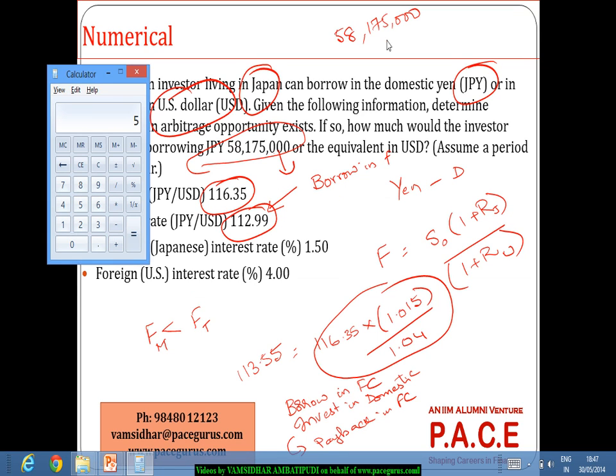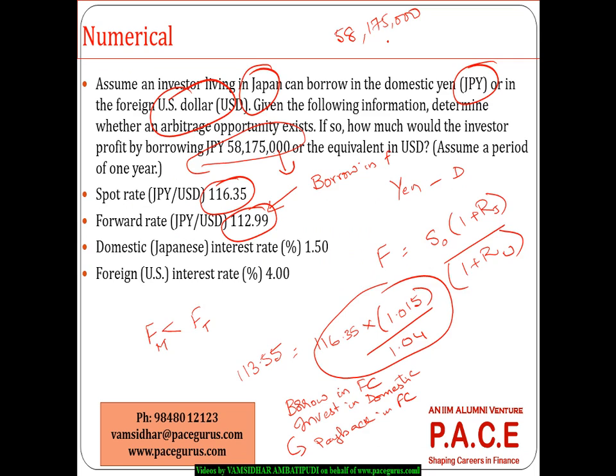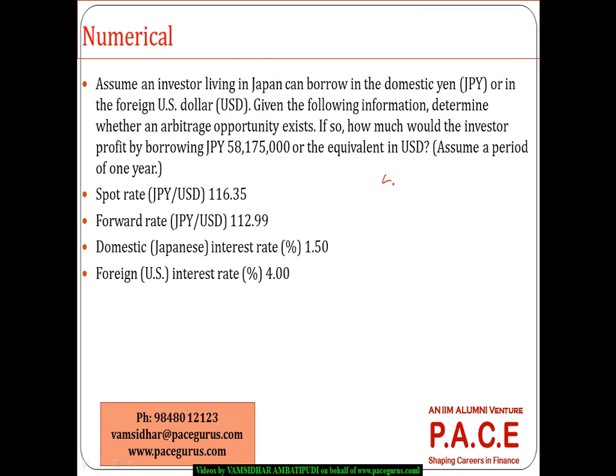58,175,000. I am converting it into dollars at 116.35. This is equal to $500,000. So I will borrow $500,000, which means at the end of whatever is the period, I am paying a 4% interest on it, which means for that loan I have to pay back $520,000 in total.